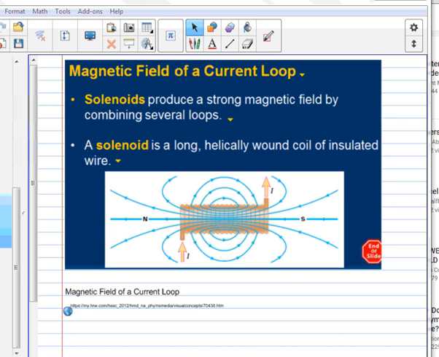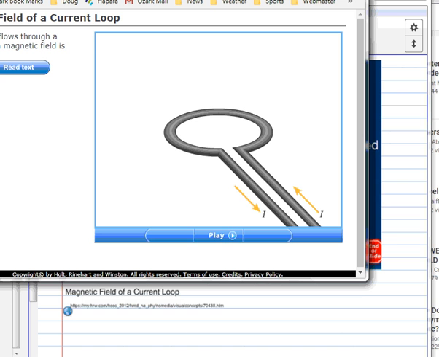All right, go ahead and have a seat. Let's go ahead and stick that on the side. So let's get our rule for the direction in a current carrying loop for our magnetic field. A common way to create a magnetic field is to create a current in a loop of wire.